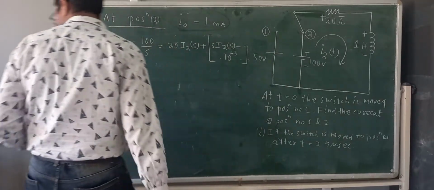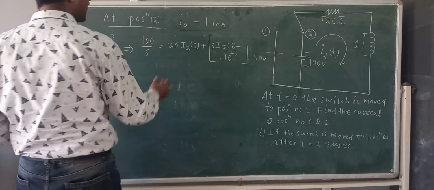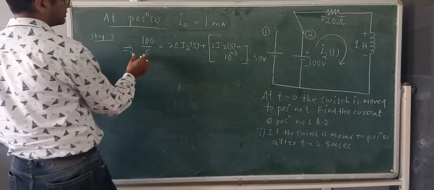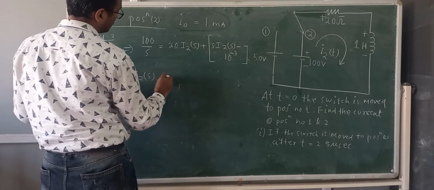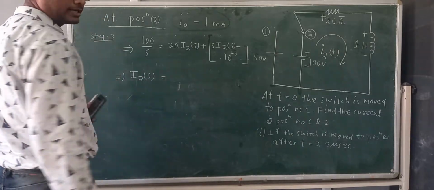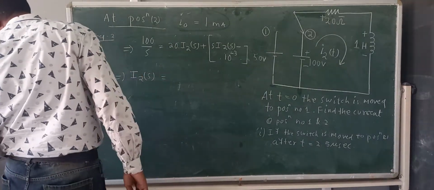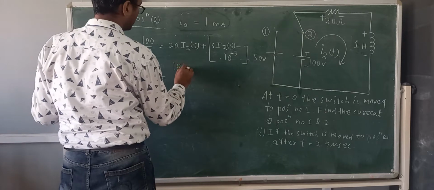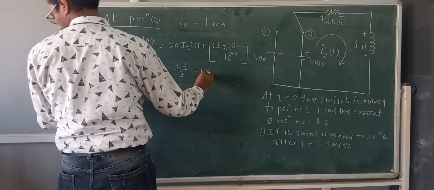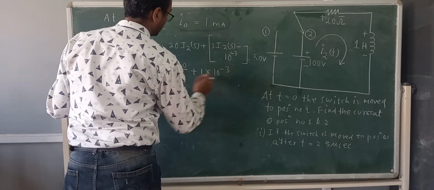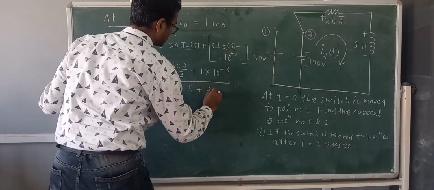If you solve this, you have to separate I2(s) here by doing some mathematical calculation. I have already calculated it here; you please do the separation. After separating, I am getting 100 divided by s plus 1 into 10 to the power minus 3, divided by s plus 20.